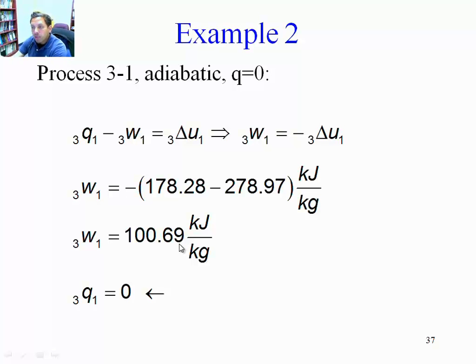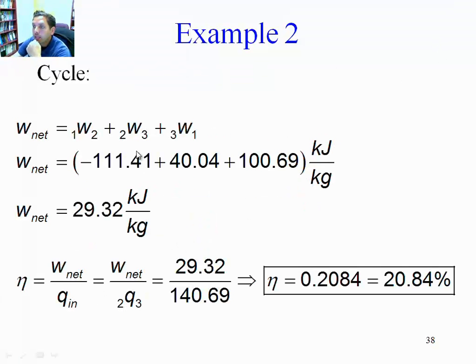So we have three processes that close the cycle. In one case, we found negative work 111. In another case, we have positive work 40. And in another case, we have positive work 100. We can calculate the net work, which is the summation of all the works: minus 111 plus 40 plus 100. That yields a net amount of work of 29.32.